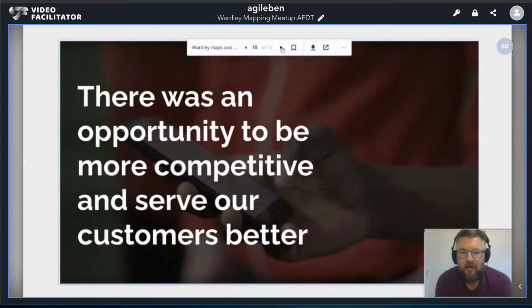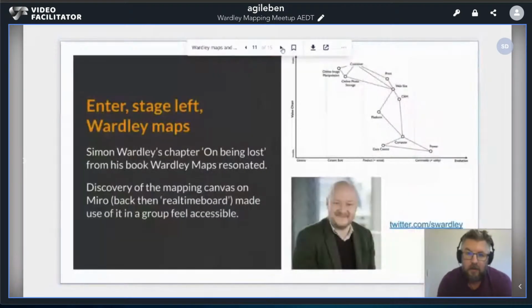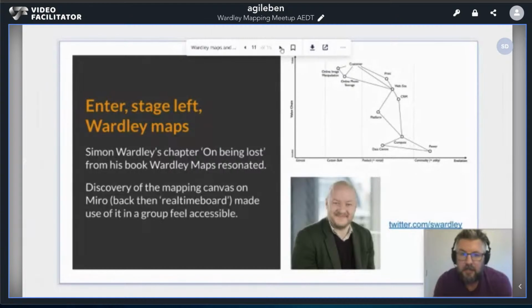So, put simply, there was for Seek an opportunity to be more competitive and to serve our customers better. All right, so enter stage left, Wardley Maps.